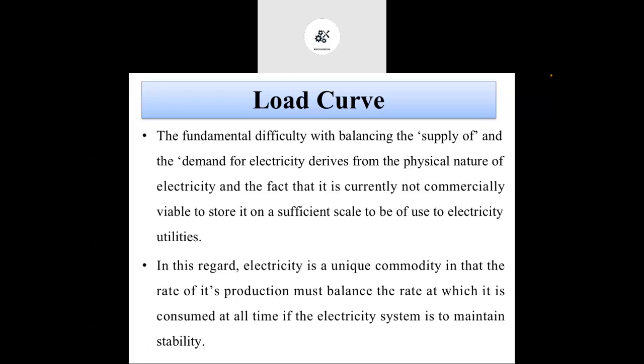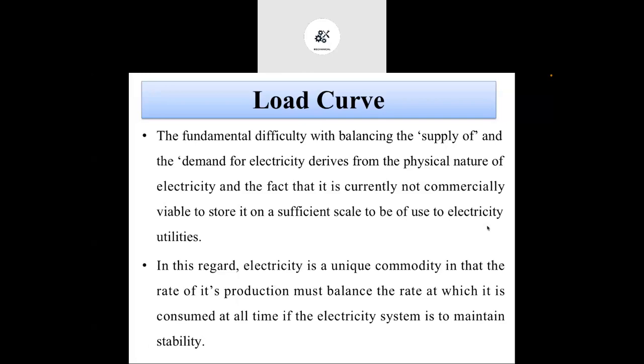Now, the fundamental difficulty with balancing the supply from the power plant and the demand from the customer is derived from the physical nature of electricity. It means we cannot store the electricity. Whenever there is a demand, we have to produce the electricity. As we cannot store it in an efficient manner, we have to generate that much electricity which is required, which will be directly used by the customer.